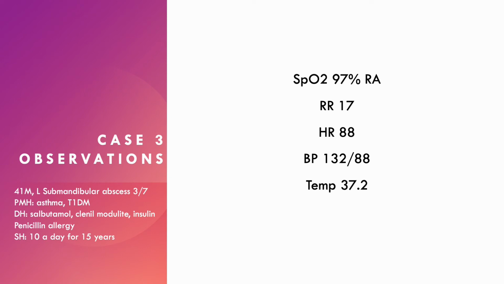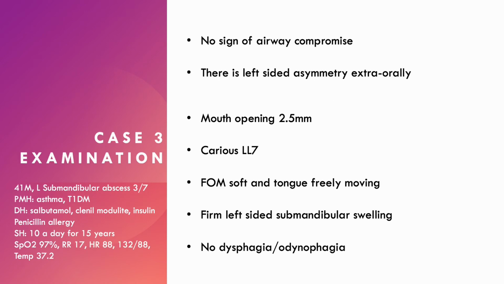So before actually assessing the patient, you look at the patient's observations. So he has an oxygen saturation of 97% on room air, a respiratory rate of 17, a heart rate of 88, a blood pressure of 132/88, and a temperature of 37.2. All these observations are within normal ranges and wouldn't concern you. This patient appears to be systemically well, and there are currently no signs of any sepsis, which is something you always want to consider in patients who have abscesses. Always think of sepsis.